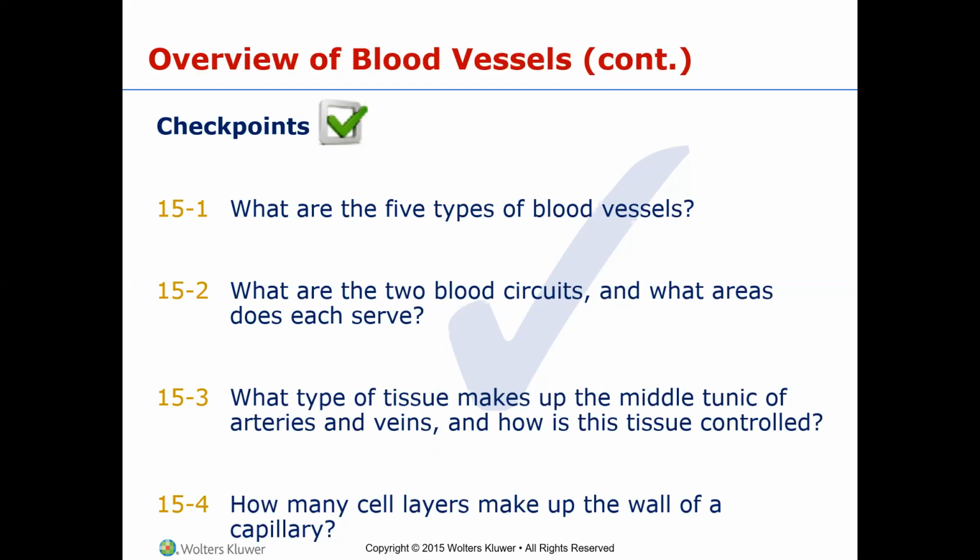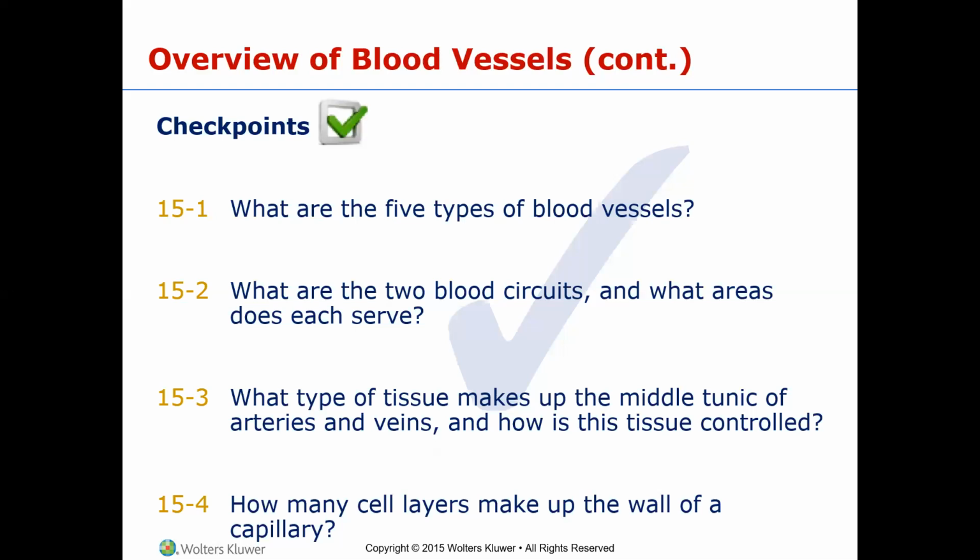And then they carry that blood to the systemic circuit, and the systemic circuit carries that blood to the rest of the body, where it picks up some of the waste materials and delivers some of that oxygen. And the types of tissues that make up that middle tunic are smooth muscle, and it's under involuntary control.